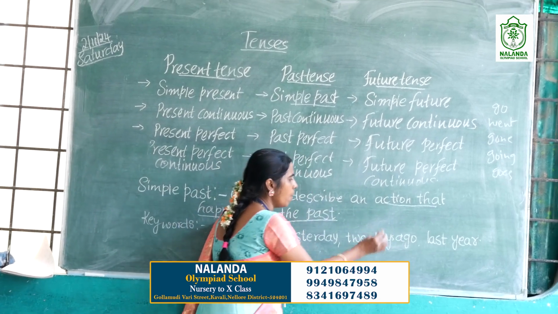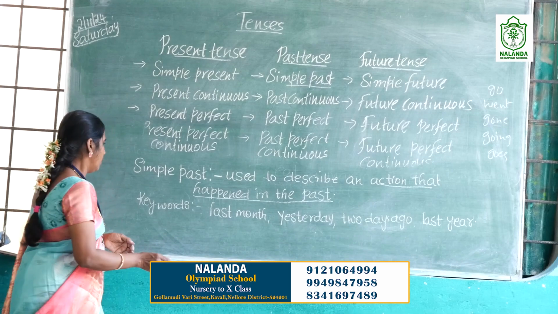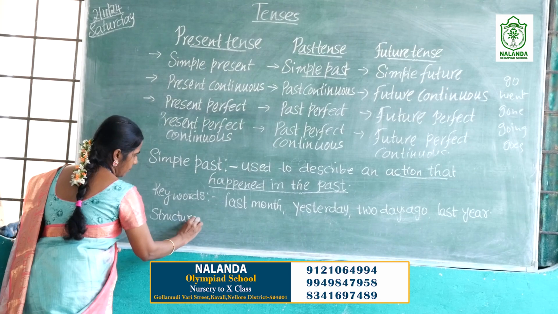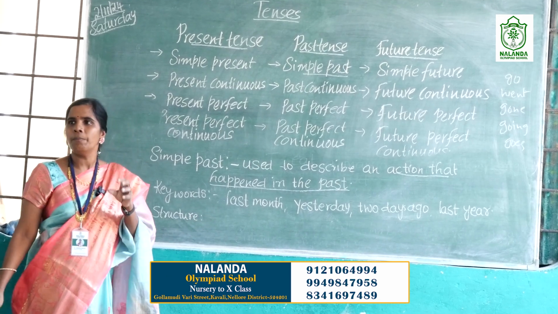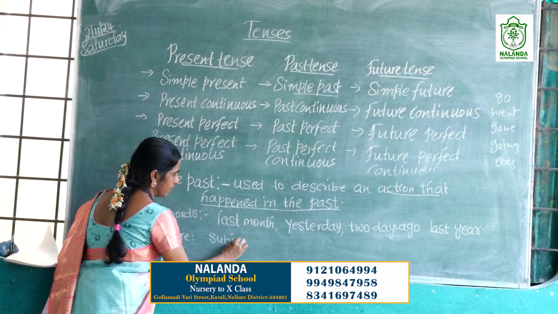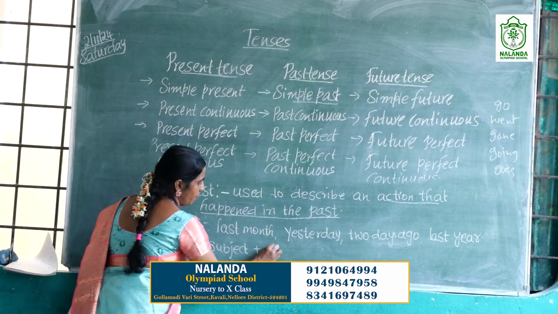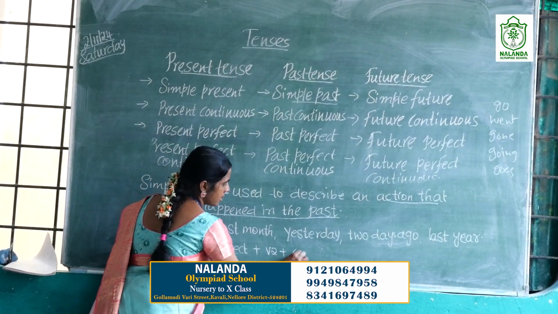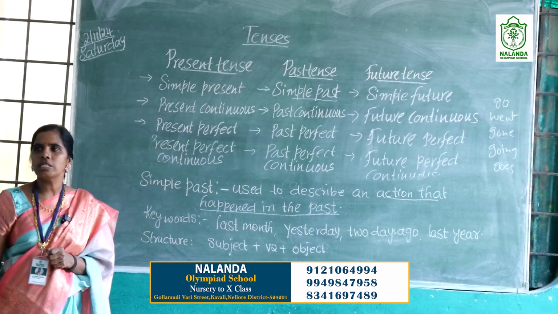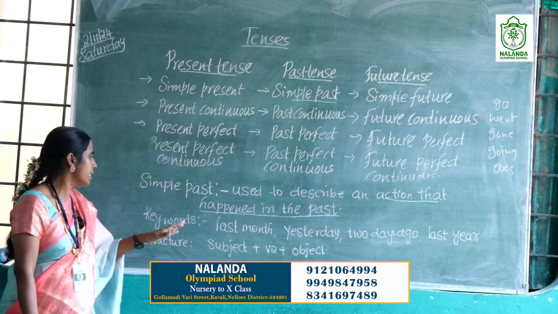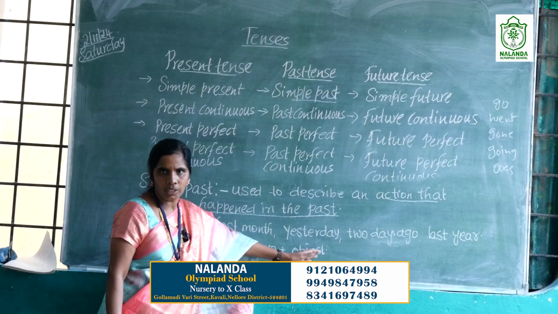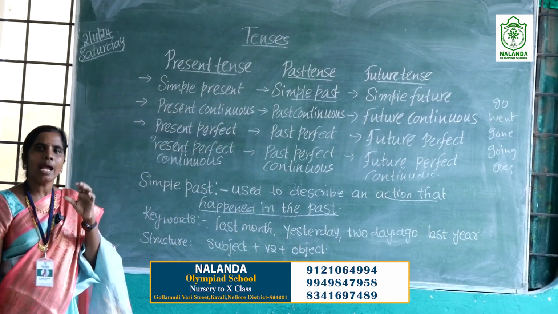Okay, children. Now, structure. What is the structure of simple past tense? If you take subject plus V2 plus object, this is the structure of simple past tense. That is subject, V2 plus object. Okay, children. Now we will take one example.